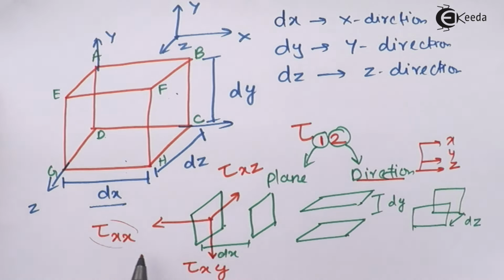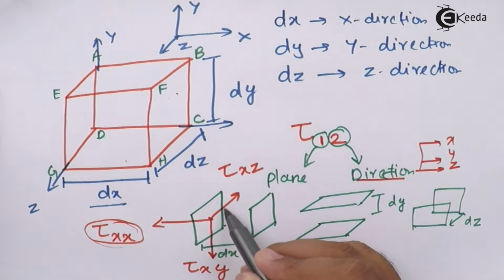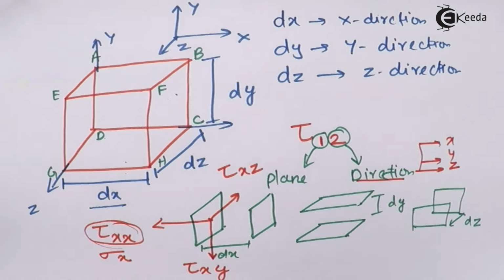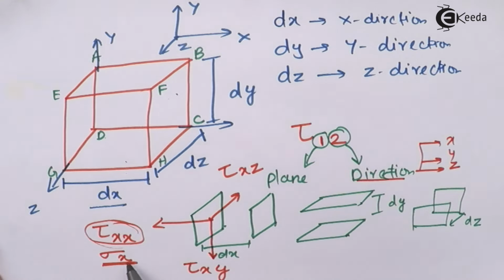But since this tau xx is normal, or perpendicular, to this area, the effect of this kind of stress is not a shear stress, it will be a longitudinal stress. So whenever we have a stress which is normal to the area of cross section, we will always denote it by sigma, in that direction. Or we can also write that as tau xx, but for our convenience we'll write that as sigma x.